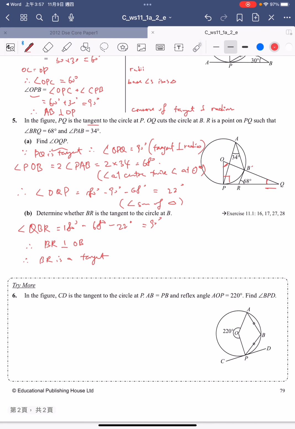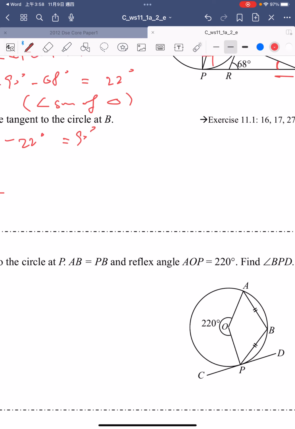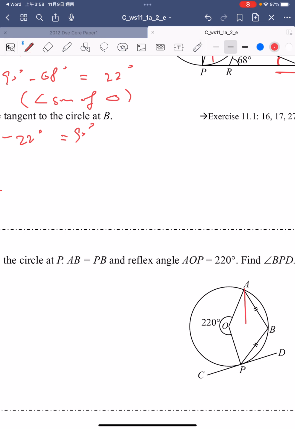So now for the last question, we have CD is the tangent, and AB equal to BP. There's a reflex angle. How do we find the angle BPD? BPD is here. So it's quite hard. There's nothing to combine them, but we have this is a radius. These two are the same. So probably we need to consider the isosceles triangle, isn't it?